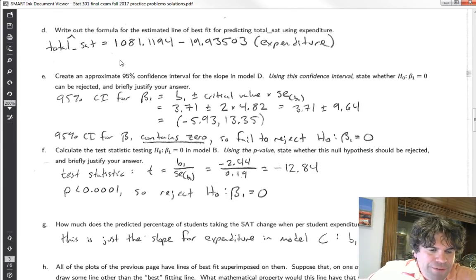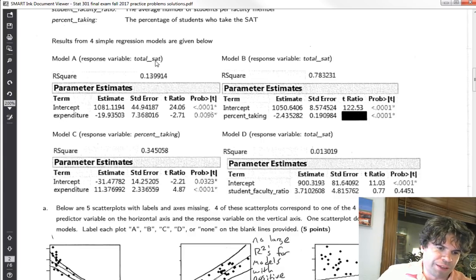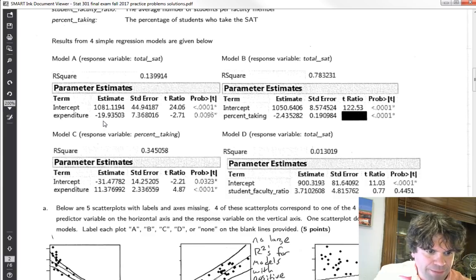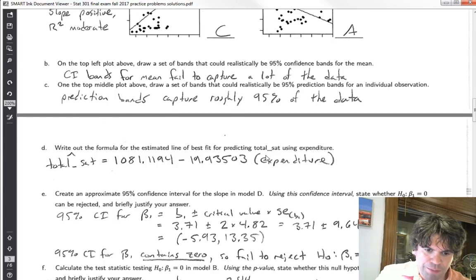Okay, D, write out the formula for the estimated line of best fit for predicting total SAT using expenditure. So I just have to go up here and see which one of these predicts total SAT using expenditure. Well, I see expenditure here and expenditure here, and then the response variable total SAT as opposed to percent taking. So model A is using expenditure to predict total SAT. There's the intercept, 108.12 roughly. There's the slope, negative 19.94. And so it looks like that: intercept minus slope times expenditure.